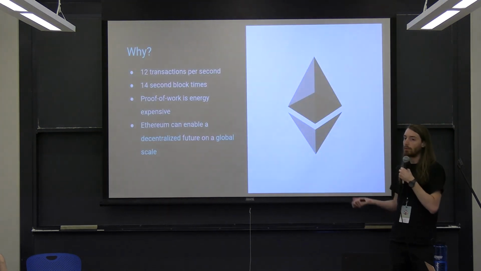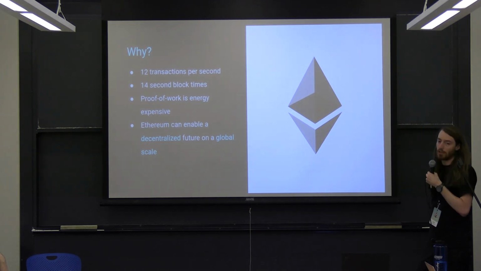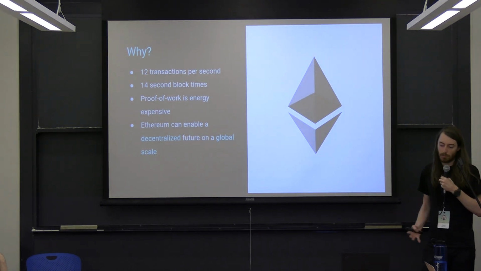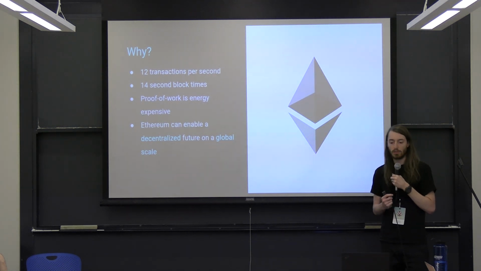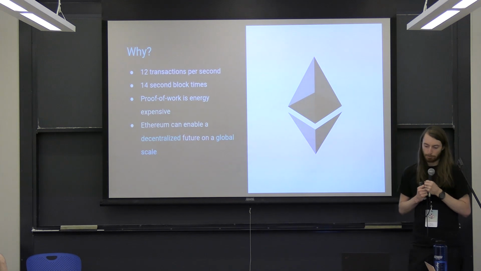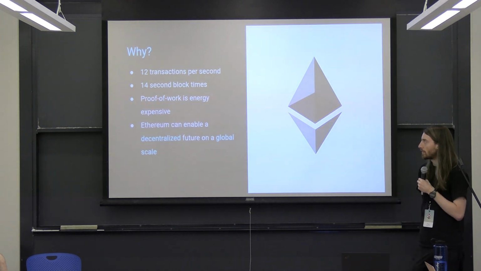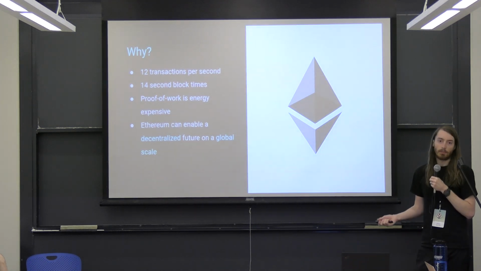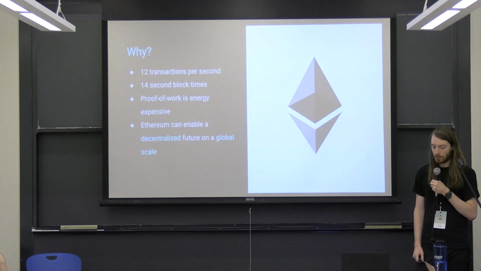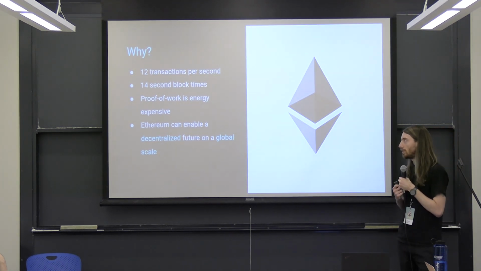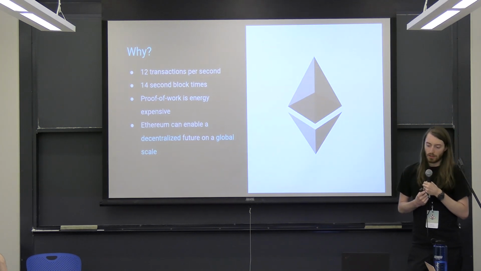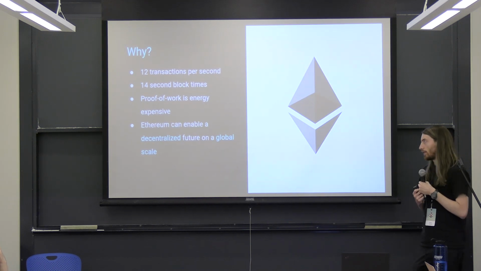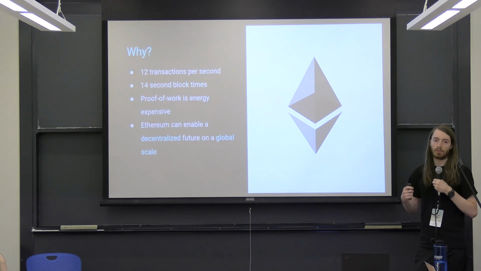So why are we going to do this if we already have a blockchain that allows for decentralized applications? Why bother? Well, it's actually not very fast, right? We can only do, on average, about 12 transactions per second, and we have a 14-second block time. So that's on average the minimum amount of time you need to wait for your transaction to be included. But also, the proof of work consensus mechanism is very energy expensive. Today, it's using enough power to power small countries or even medium-sized countries.